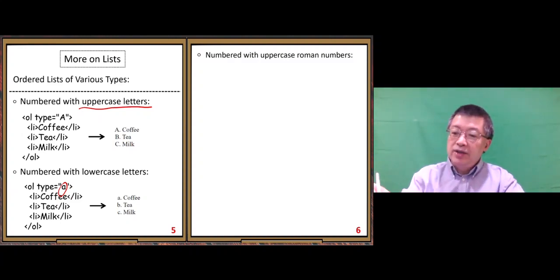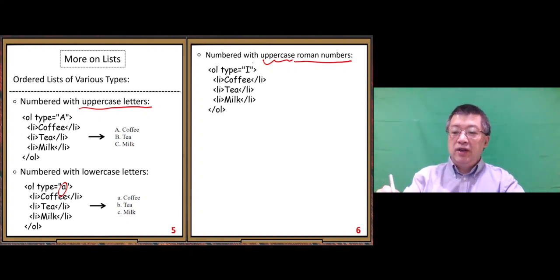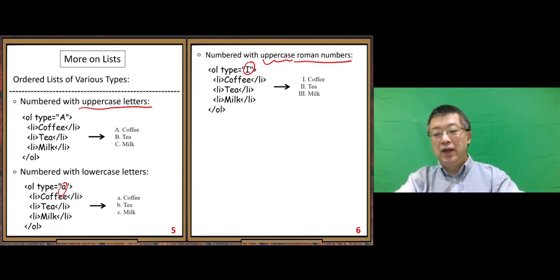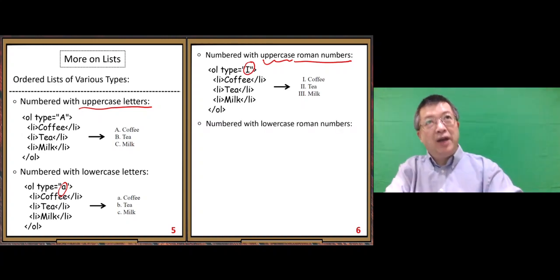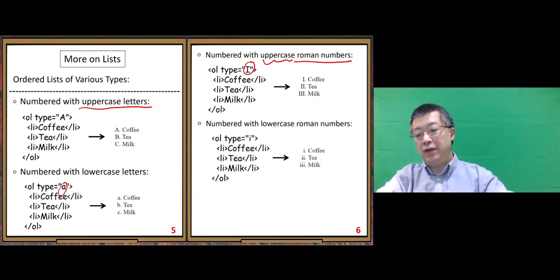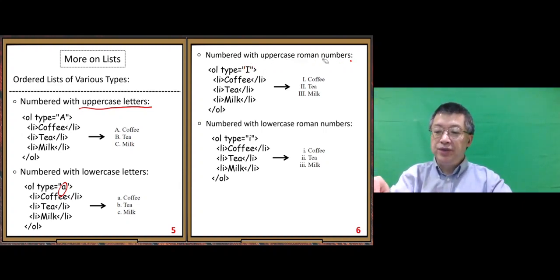Another one, sometimes you may like to use Roman numbers. You also have uppercase and lowercase situations. Type, capital I. That's the uppercase Roman numbers, like this. By analogy, the lowercase Roman numbers, we can do like this.